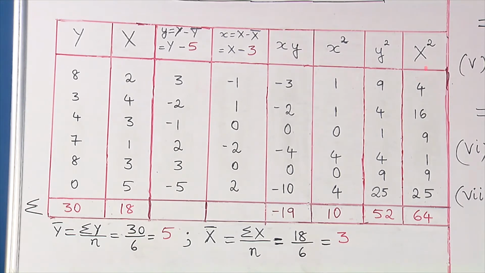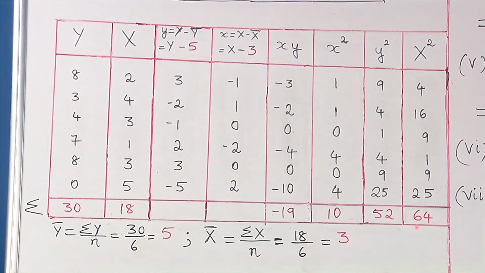The last column to be computed is capital X square. Come to the second column denoting capital X for the computation. So, here the first value is 2. 2 into 2 gives us 4, 4 into 4 is 16, 3 into 3 is 9, 1 into 1 is 1, 3 into 3 is 9, 5 into 5 is 25, and the total sum of all these values is 64.